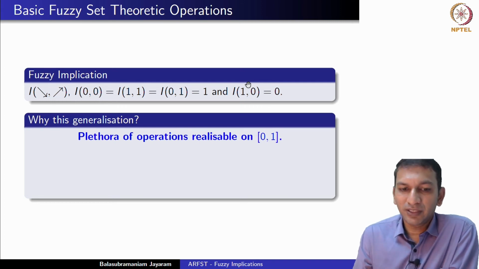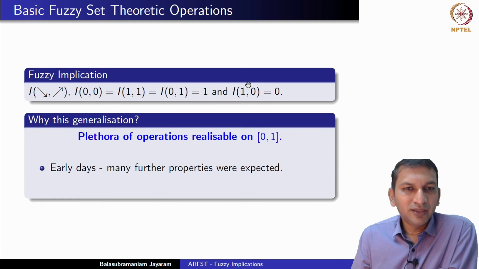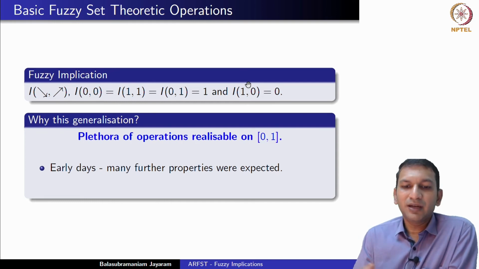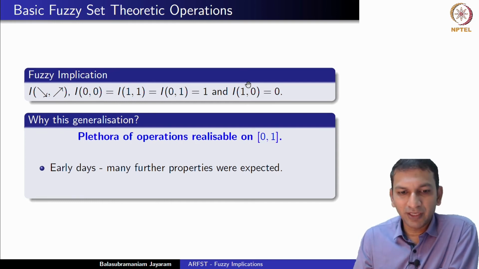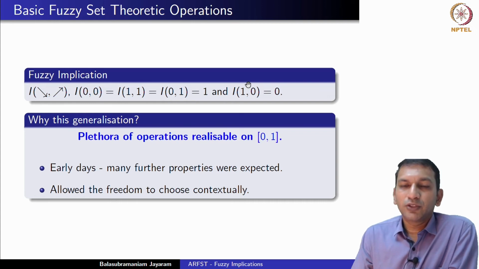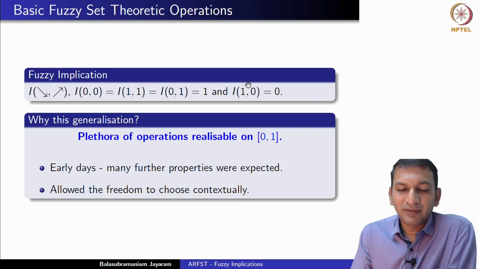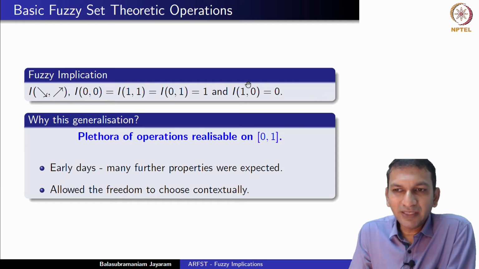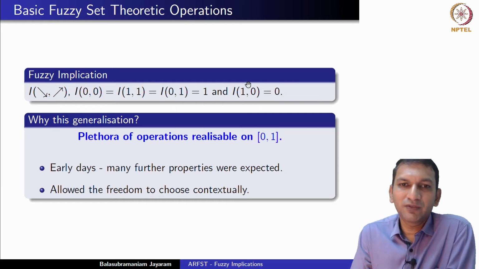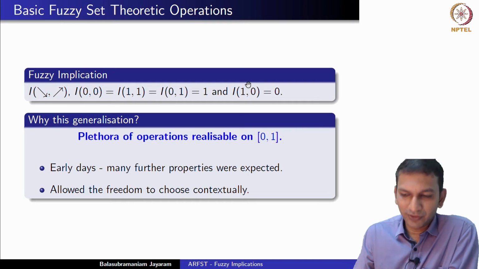It should also be noted that in early days, many other properties were expected of fuzzy implication, but slowly people realized that the freedom that having these basic axioms set alone as part of this definition allowed them, especially in different contexts. Hence, currently in the literature, this is accepted as the standard definition of fuzzy implication.